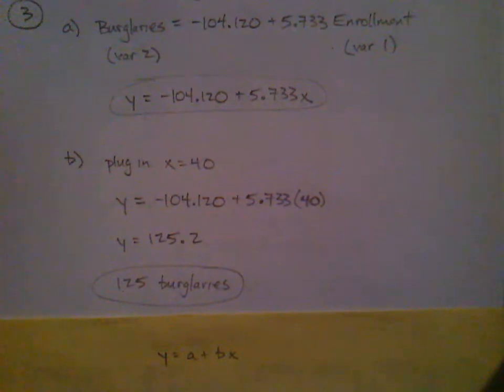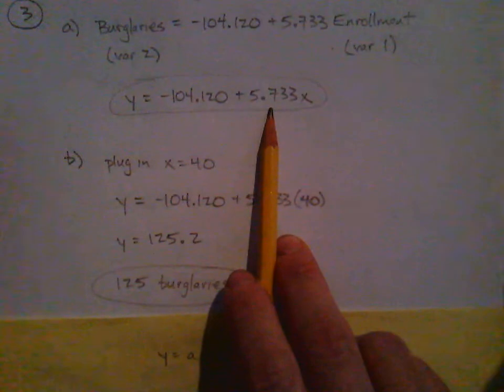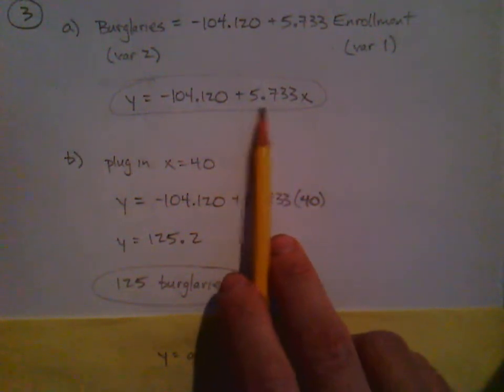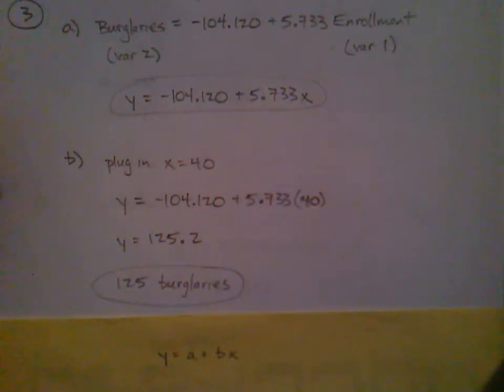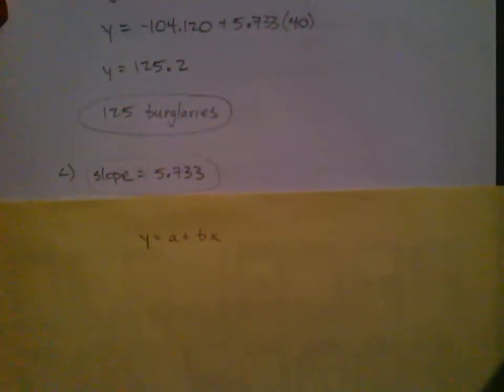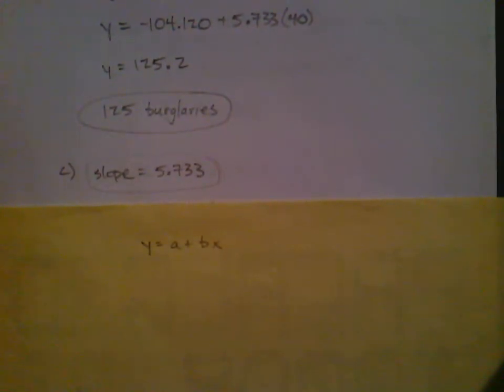What is the slope of the regression line? And then interpret the slope in terms of enrollment and burglaries. Okay, well, we mentioned a second ago the slope is 5.733. It's always the number in front of X. That's your slope.